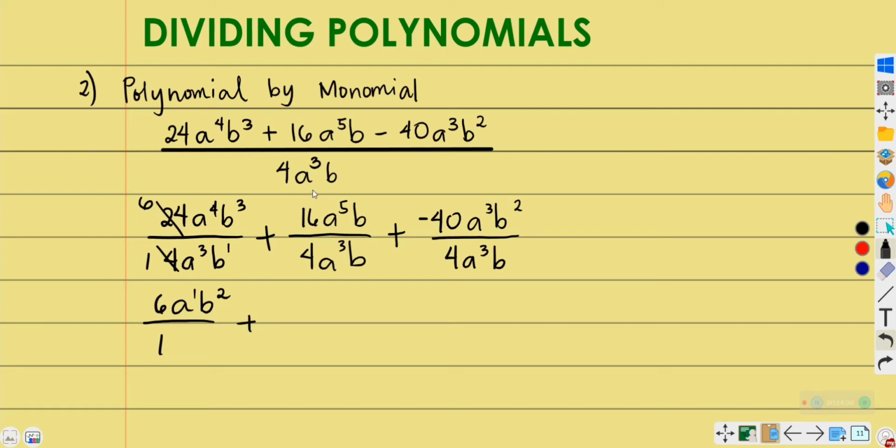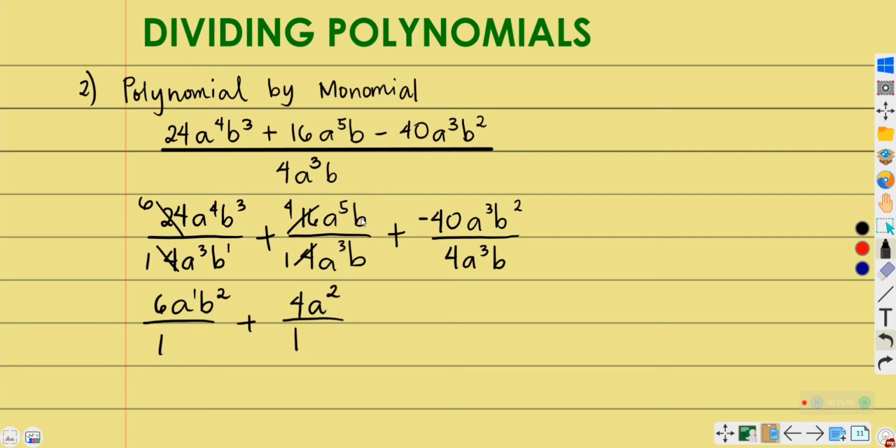Next, dun tayo sa second term. 16 divided by 4. So, GCF ulit ay 4. 16 divided by 4 is 4. 4 divided by 4 is 1. Or 4 over 1 is 4. Ayan. And then yung A, as you can see, mas mataas pa rin siya sa numerator. So, dito pa rin siya sa taas. And then, subtract 5 minus 3, 2.